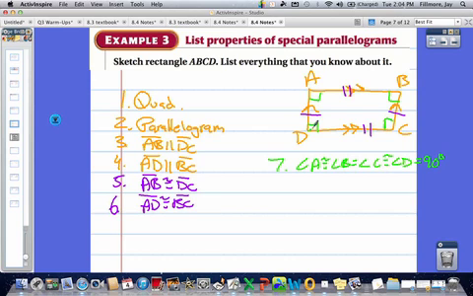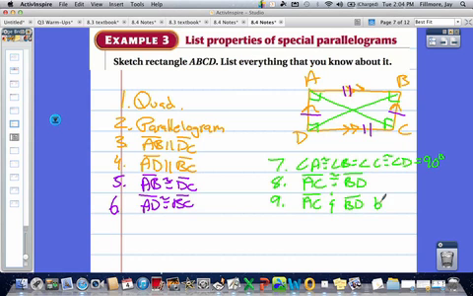Also, I know that my 2 diagonals are congruent because this is a rectangle. So AC is congruent to BD. And I also know that AC and BD bisect each other because it's a parallelogram. There's quite a few things we know here.